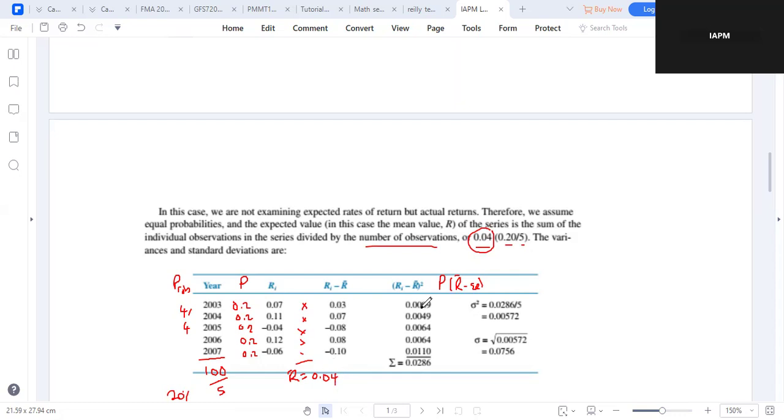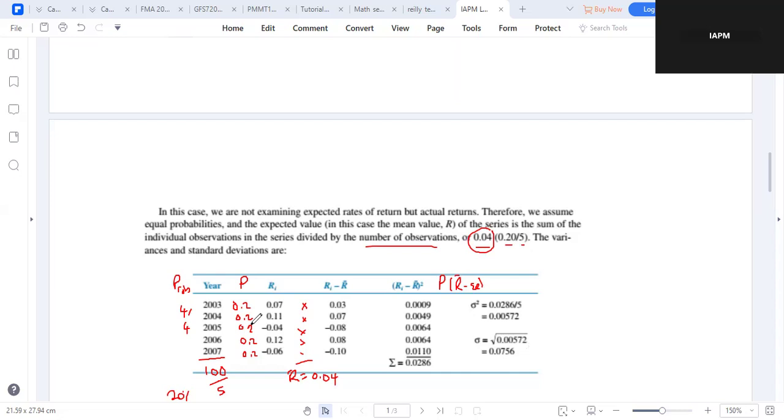You square it, 0.9%. Times the initial probability of 20%, you put it there. So the total value you're going to get there will be what? Our variance. Okay? And after you get the variance, you square root it to get your standard deviation.